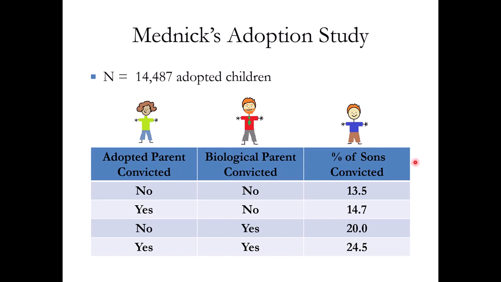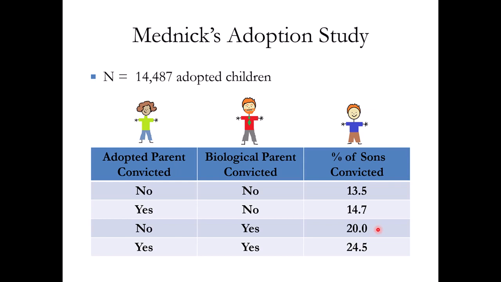And you see that there is some interaction there between environment and genes, theoretically, because as you see, if there's an adopted parent who's never been convicted of a crime, and the biological parent has never been convicted of a crime, then only 13% of the sons have been convicted. But then as you see, you go up here with yes for the adopted parent, you hit 14, and with no for an adopted and yes for a biological, you hit 20.